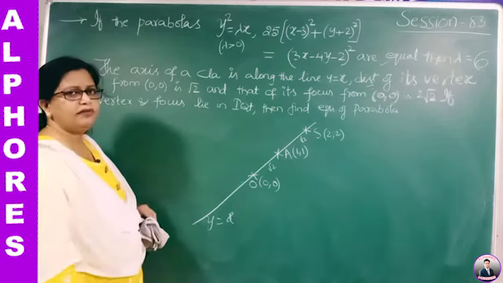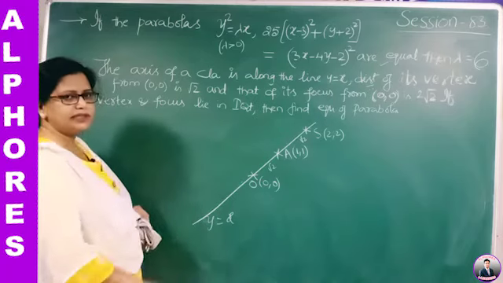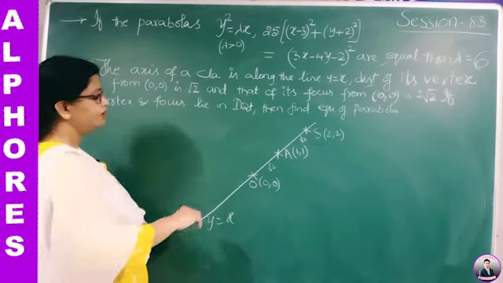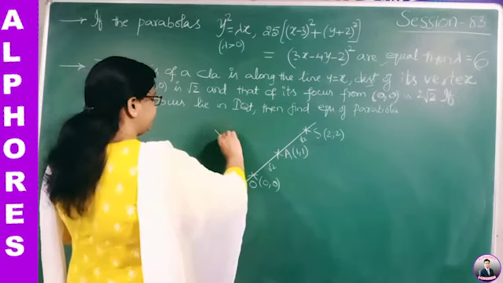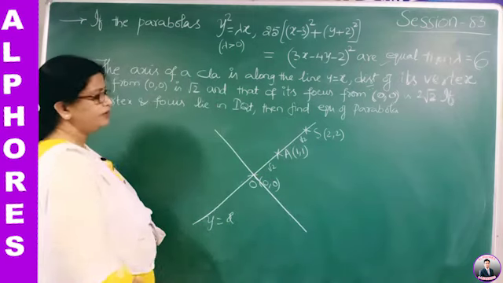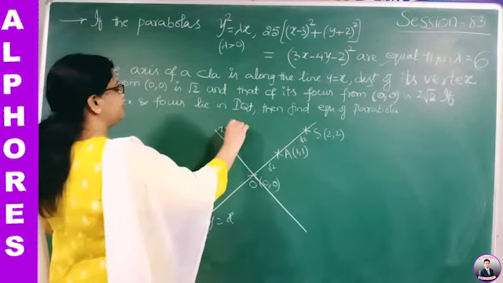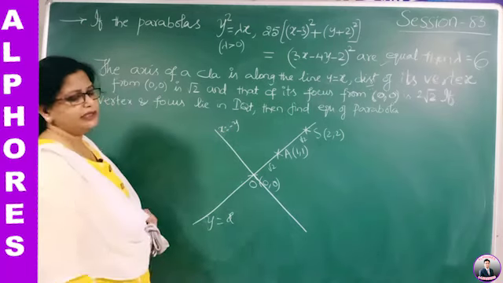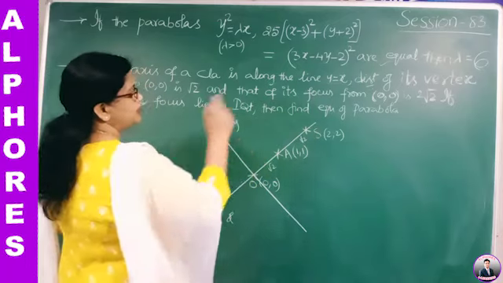The axis is y equal to x. That means x minus y equal to 0. Then what about the directrix? Exactly perpendicular to it. That means it is passing through this point as well as perpendicular. So if the axis is x equal to y, this is x equal to minus y passing through the origin. So you got directly the directrix equation, and next the focus value.